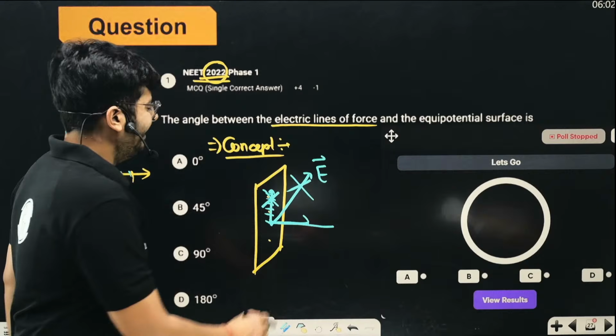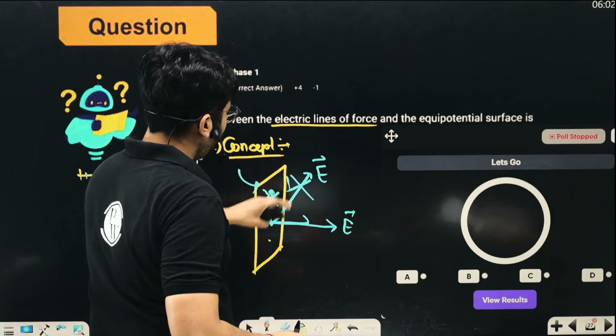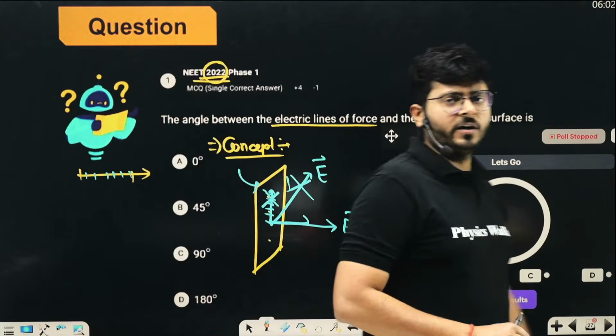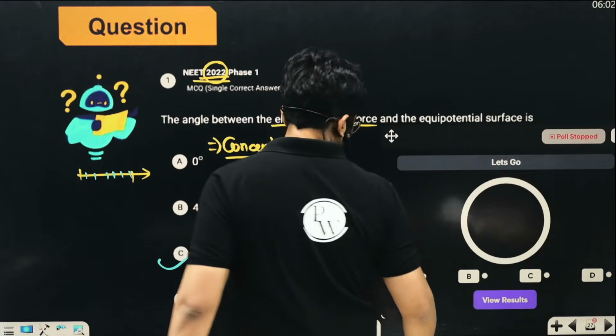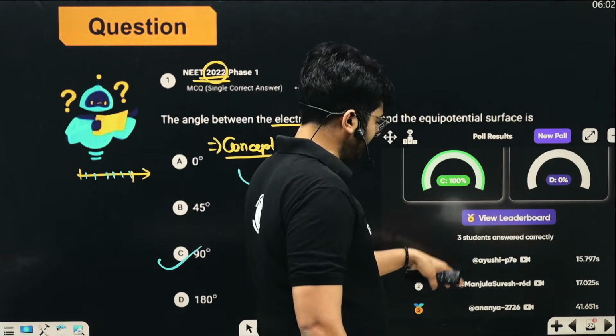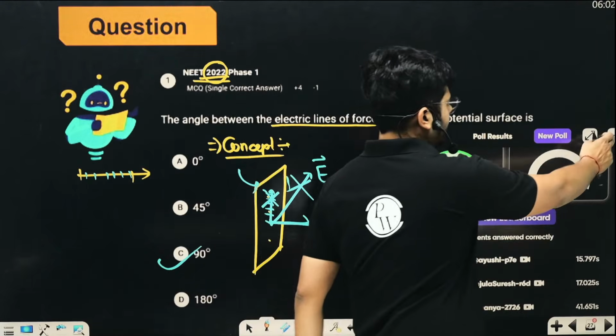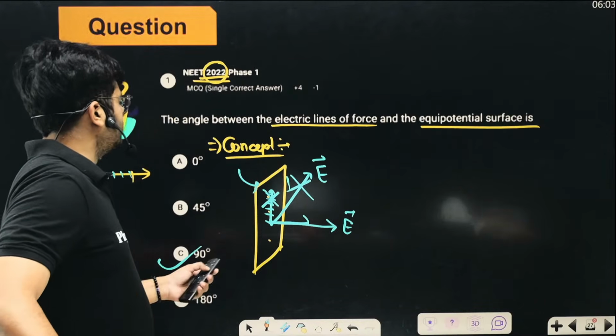So we can say that the electric field has to remain perpendicular to the equipotential surface. So option C is the correct option. Here we can say that Ayushi is correct, Manjulika is correct, and Ananya is also correct. I hope the idea is very clear. Let's move on and talk about the next concept.